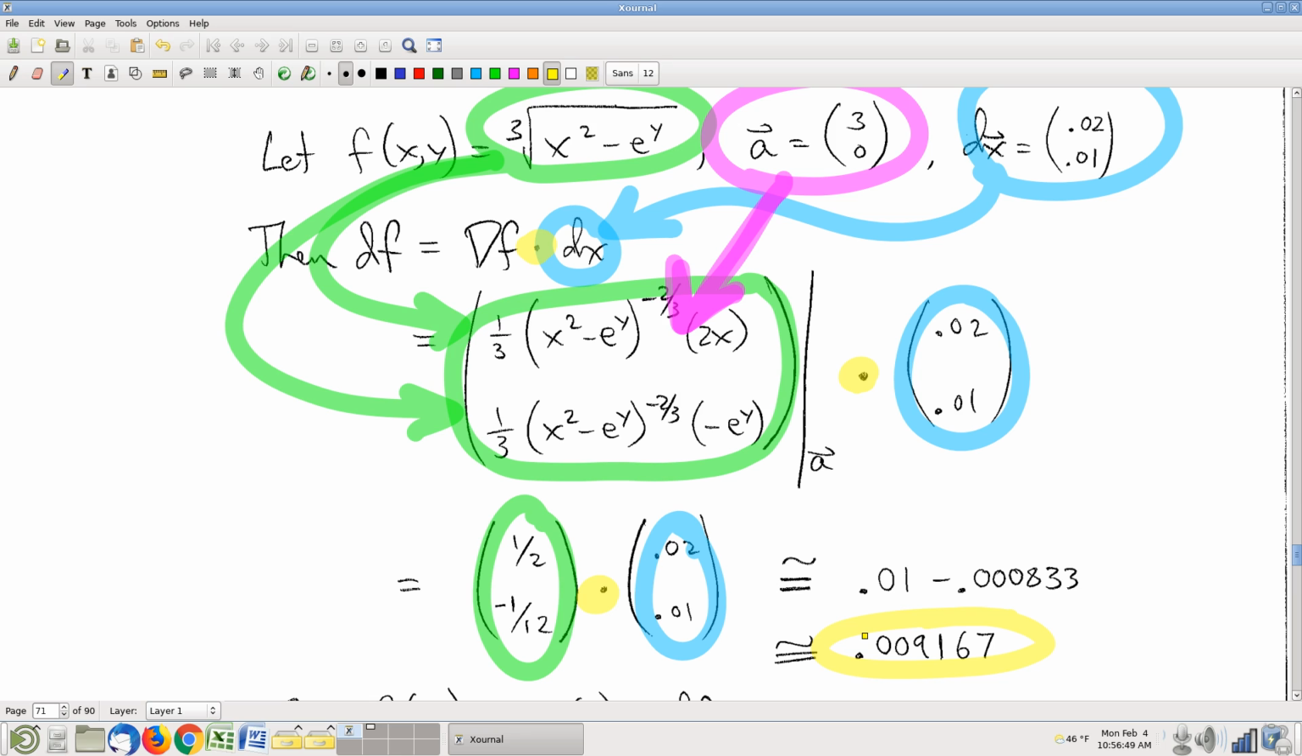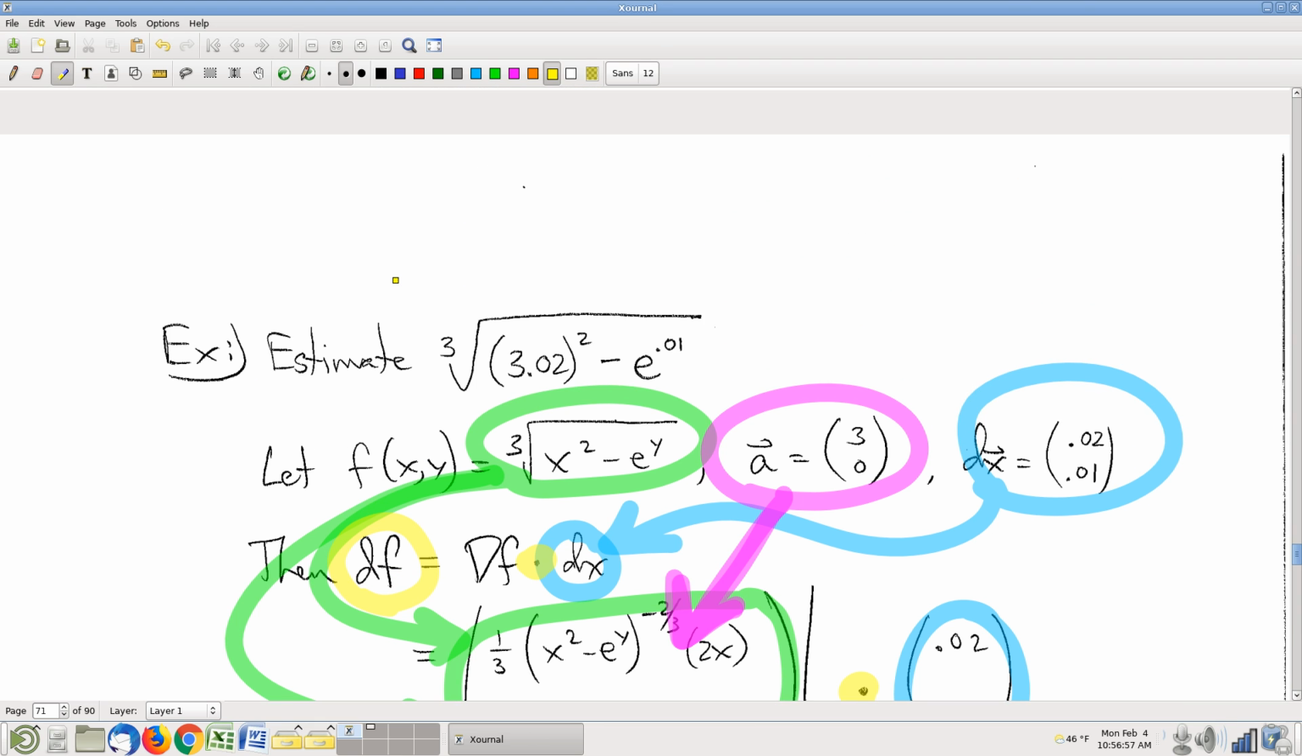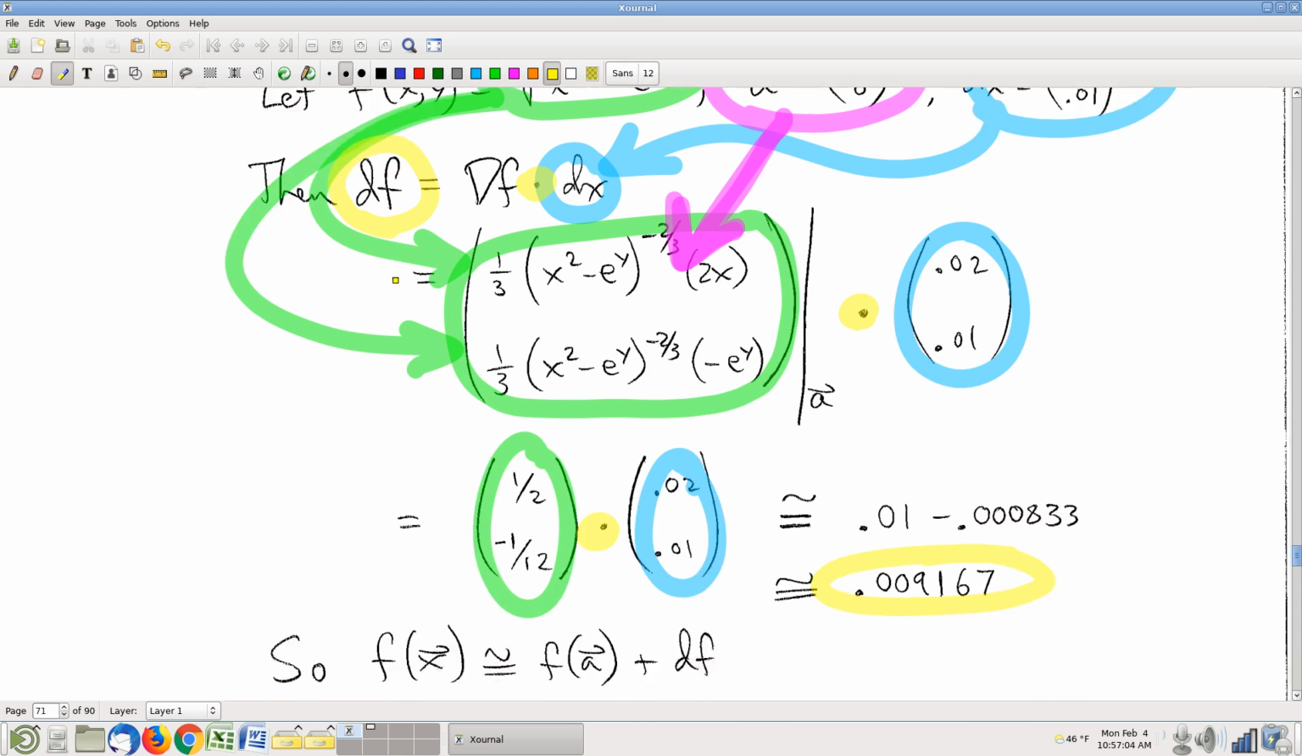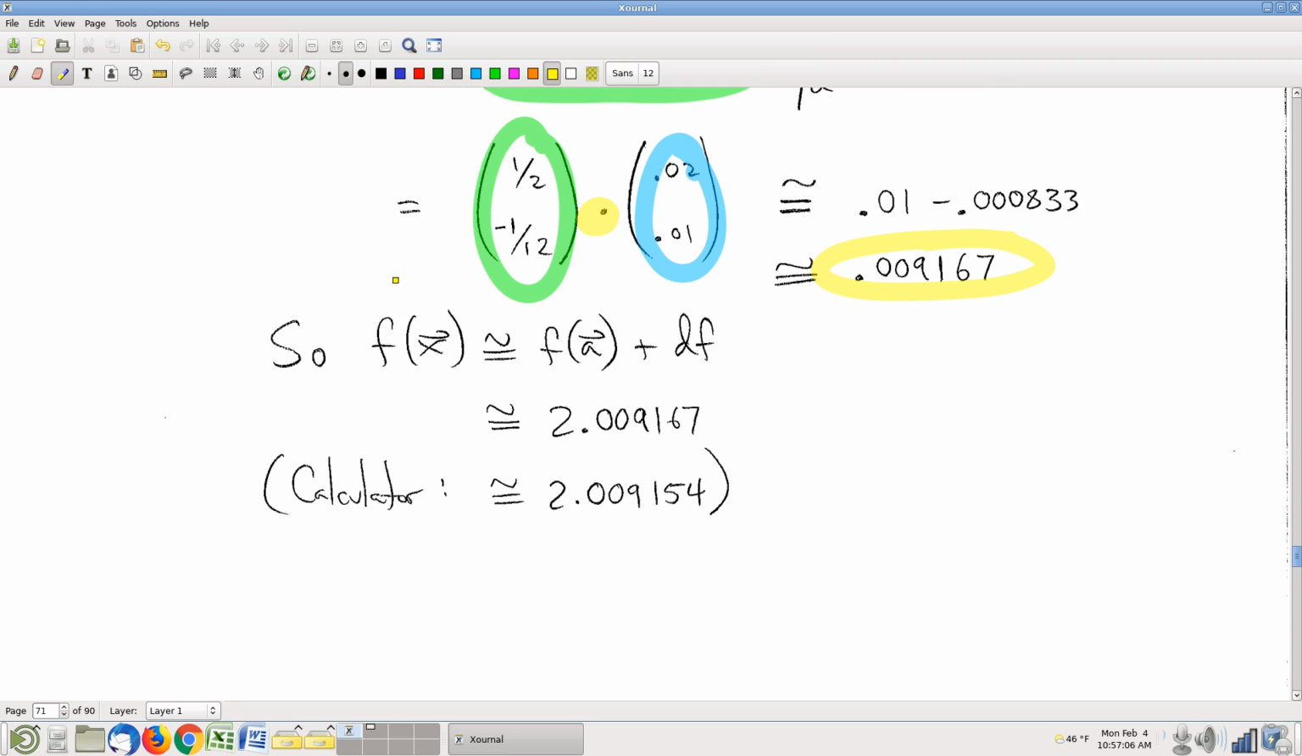And that's our differential. That's our df. Now, don't forget the df is not what we were actually interested in. What we were actually interested in was the value. We just computed the differential. We wanted to know the value. The value then is, well, it's the original value plus the differential. The original value was just 2.